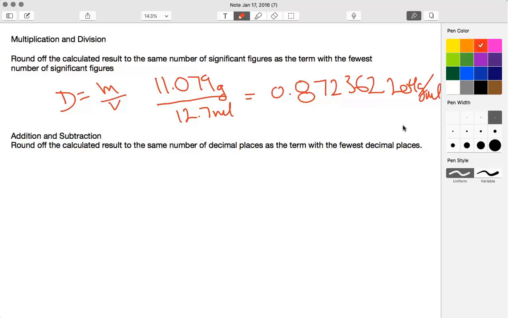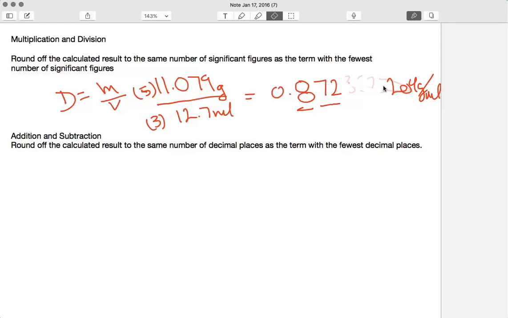This is a huge number. What do you actually give other people? Well, this term has 3 significant figures. This one has 3. This one has 1, 2, 3, 4, 5. So we round off to 3 in the answer. So this is insignificant. So we round it off to 1, 2, 3. So we report just 872 grams per milliliter. And this was 872.3.